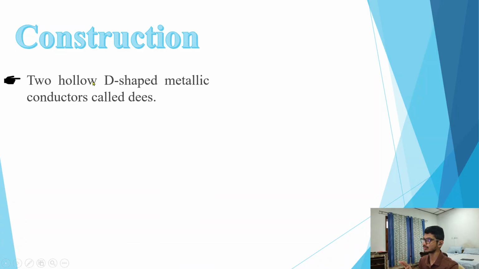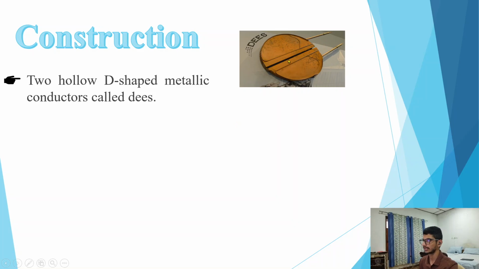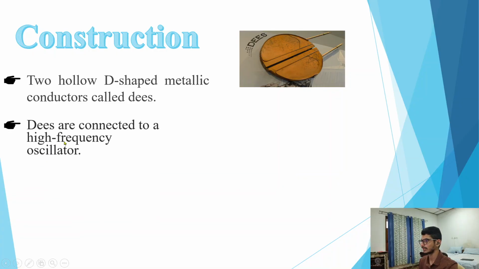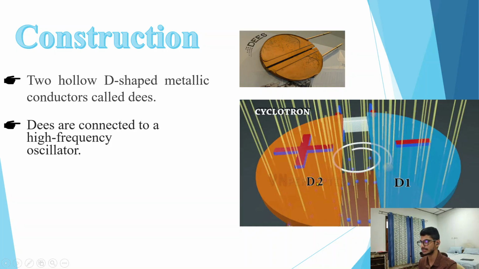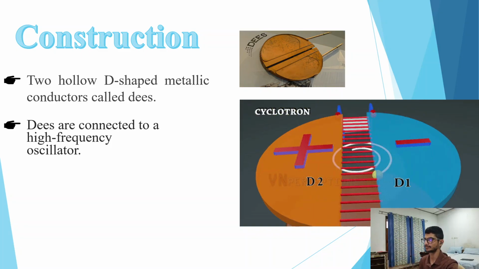It holds two hollow D-shaped metallic plates, which I will show you later. Here, these are the two D-shaped metallic plates. These are connected to a high frequency oscillator which will provide the electric field to these Ds. Here it is D1, it is D2, connected to a high frequency oscillator which provides the electric field and a perpendicular magnetic field. We will discuss all about this.